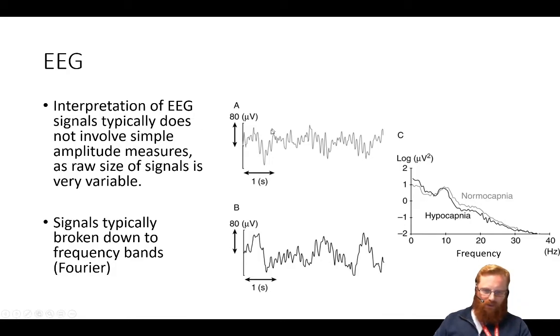So here is just some raw EEG recordings from mice that are either exposed to normal CO2 levels or low CO2 levels. And you can see that the frequency components that make up their EEG change. So the hypocapnic animals have more power in the low frequency range and less power in the high frequency range, which typically would infer that they were losing some kind of consciousness or losing arousal.